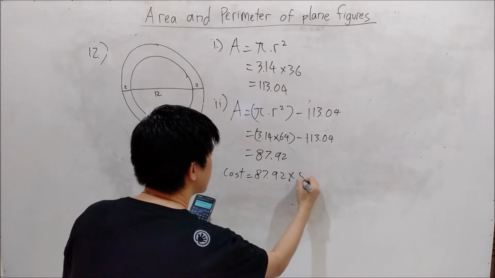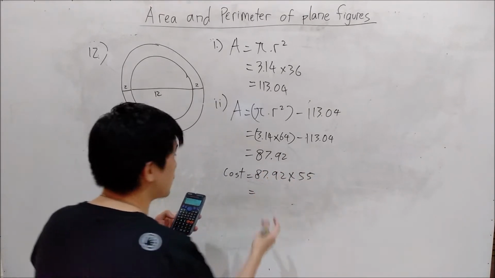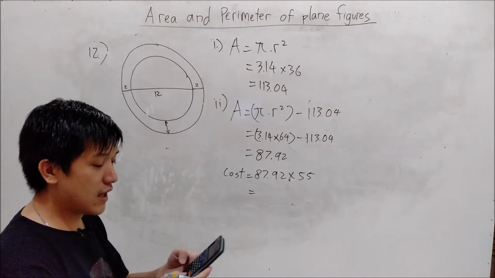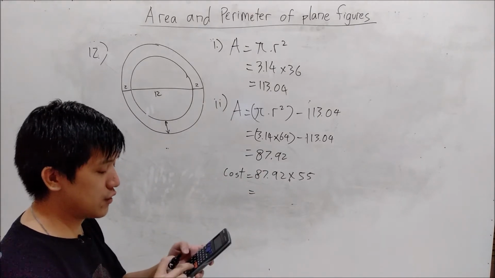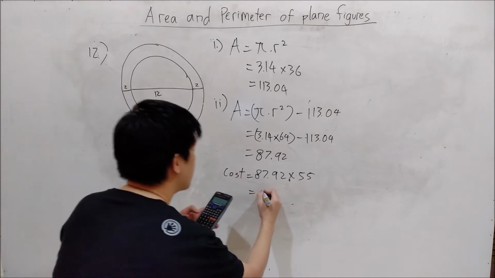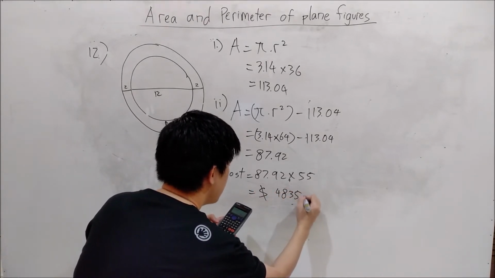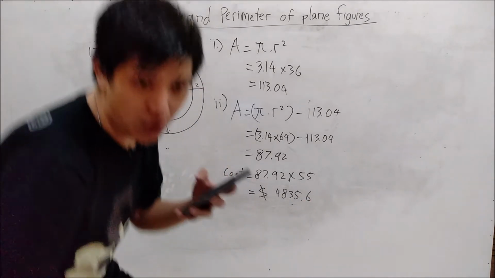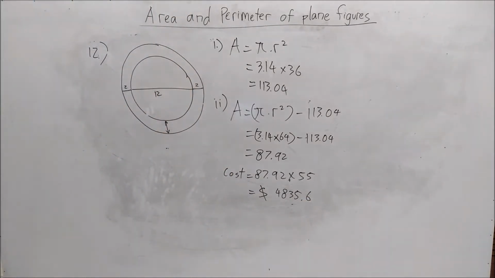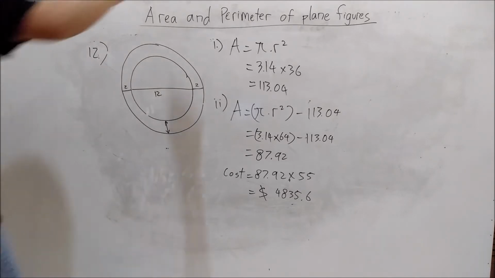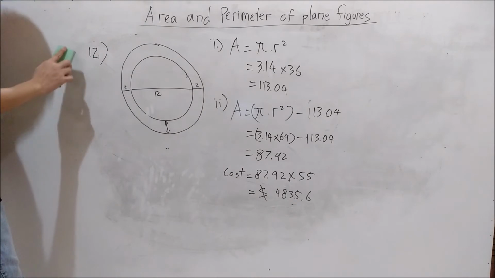So the cost is 87.92 times 55. So this number will be multiplied by 55, and then you will get $4,835.6. That will be our cost for the path of the tiles. That's number 12. Let's move on with number 13.